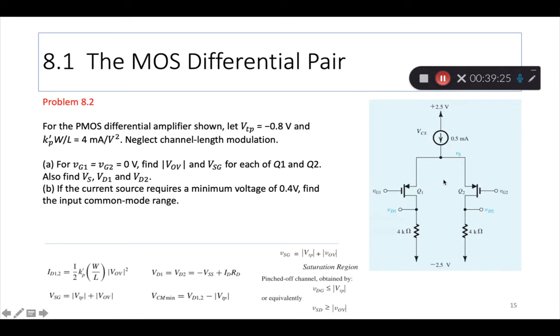Anyway, this is an example with a 0.5 milliamp current source, and then we have to find pretty much the same thing. Find the overdrive voltage and the source to gate signal and all that.